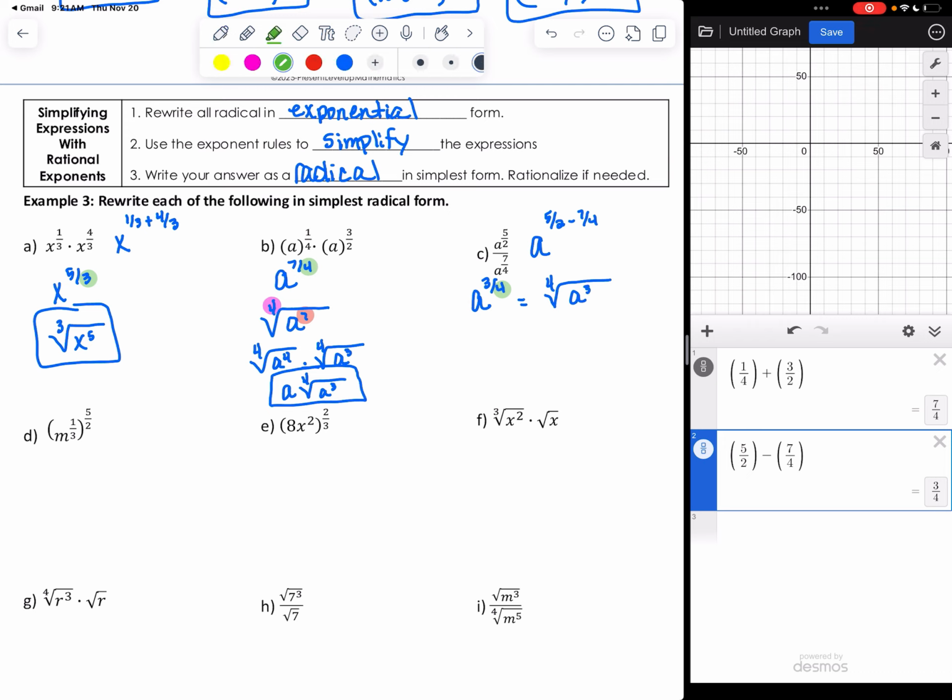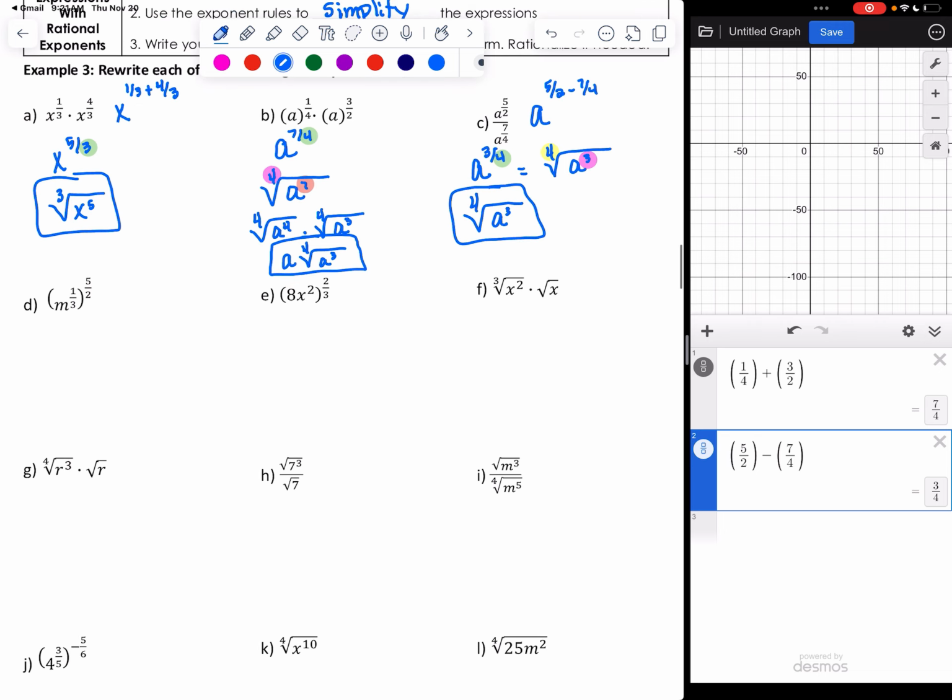Now, what I want you to notice on this problem is the exponent is smaller than the index. The exponent is smaller than the index, so we are not going to be able to simplify this any further. So final answer on this one would just be the 4th root of a cubed.